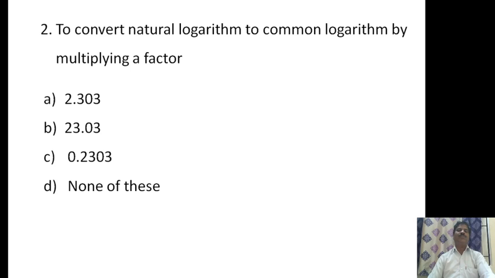Second question: to convert a natural number to a common logarithm by multiplying a factor, which one? The first option is 2.303, then 23.03, then 0.2303, then none of these. I will give 10 seconds. You think and answer correctly.